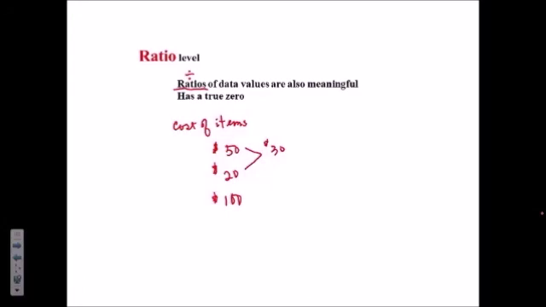And then finally, division is also meaningful. A $100 item divided by a $50 item is 2. Well, it makes sense to say that the $100 item is 2 times more than the $50 item. And division is meaningful because you have a true zero, because these items, $20, $19, and so on, they go all the way down to a starting point of $0. So we do have a true zero for ratio level data.